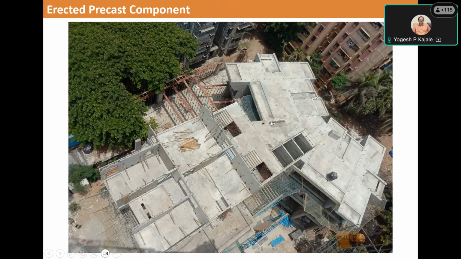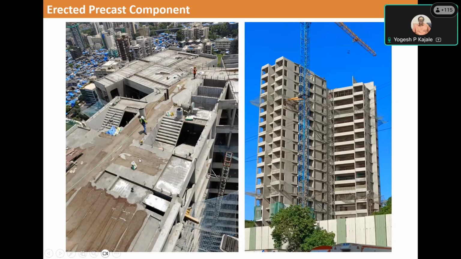This is the top view when the construction was going on. See, on the left side, you will see a lot of slums. This structure is surrounded by a lot of slums, low-rise buildings. The access to this site was only a 6-meter wide road. There was hardly any space to store the components. So the moment the trailer moves inside the site, the erection happens. Erection was happening at that site.